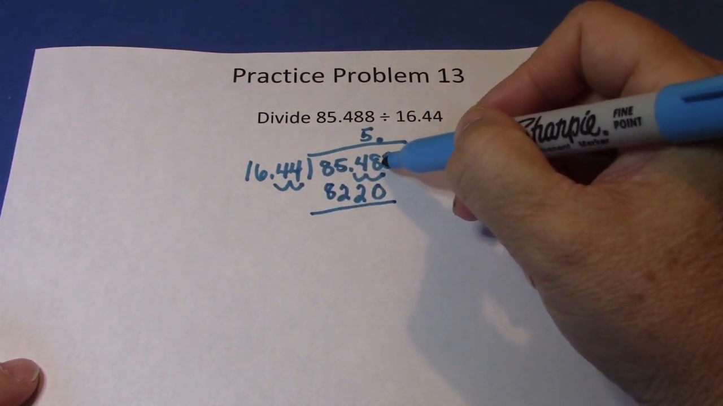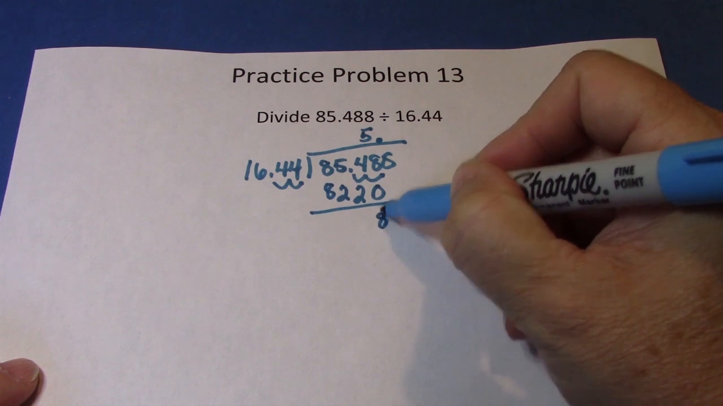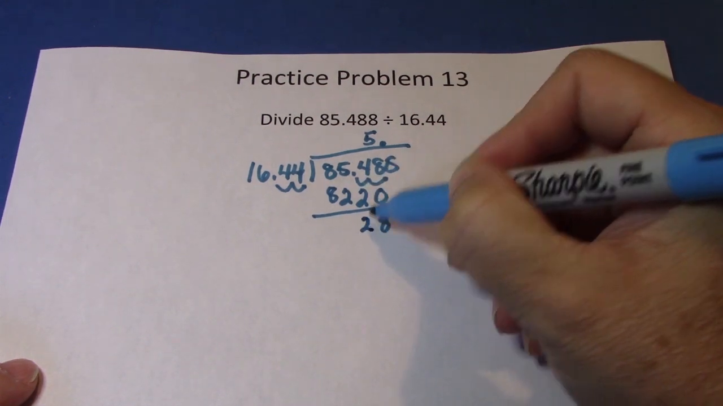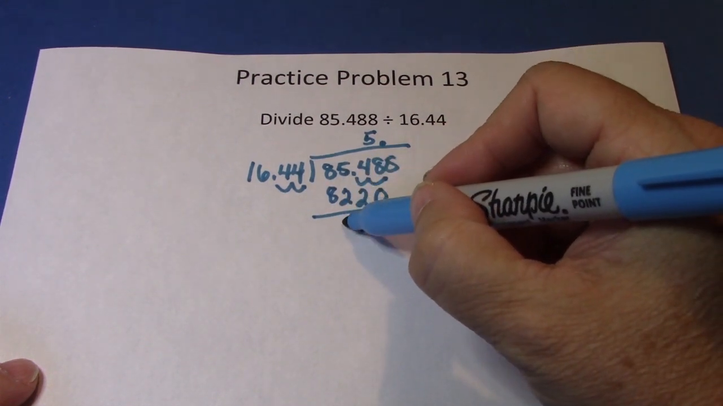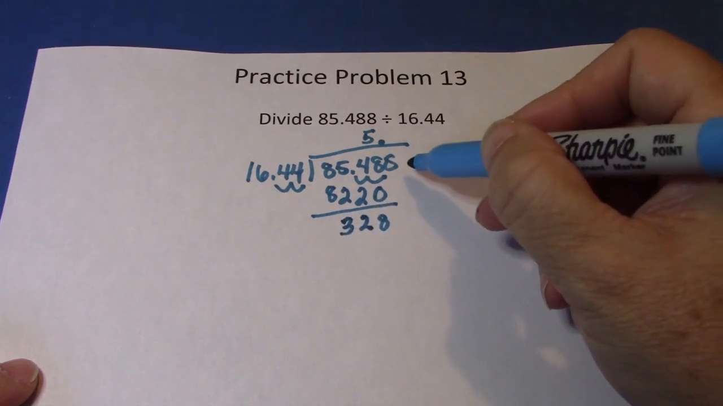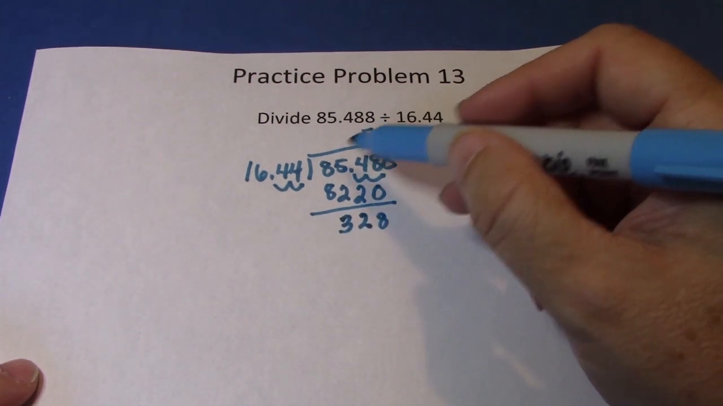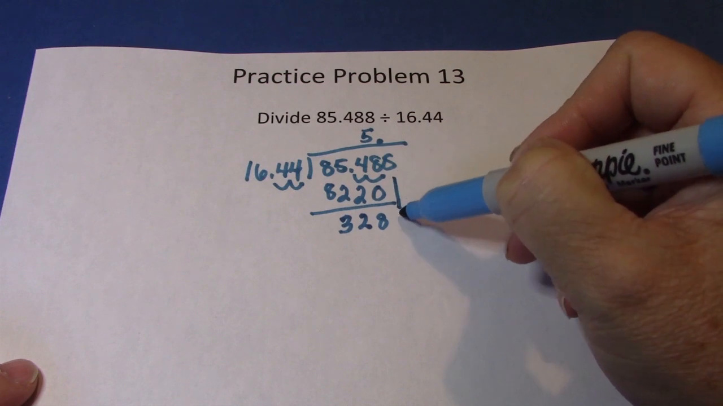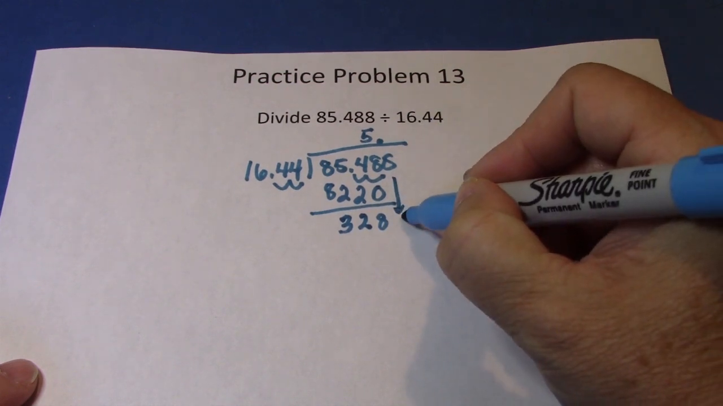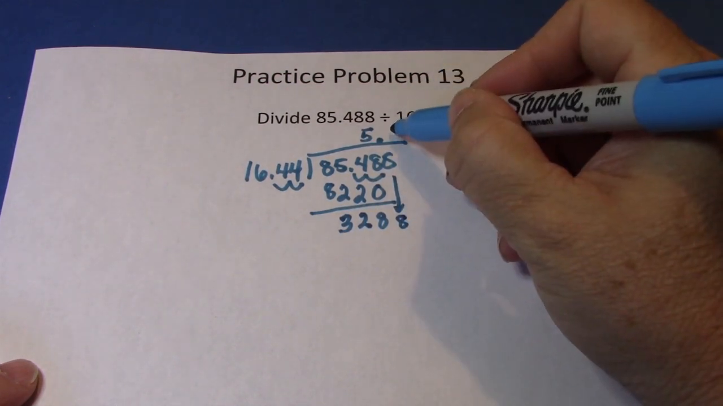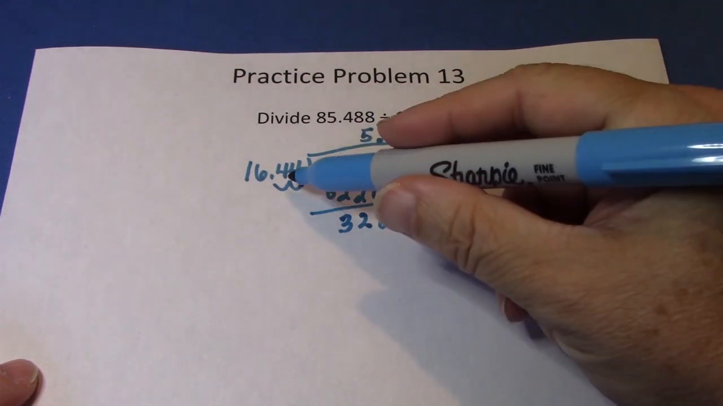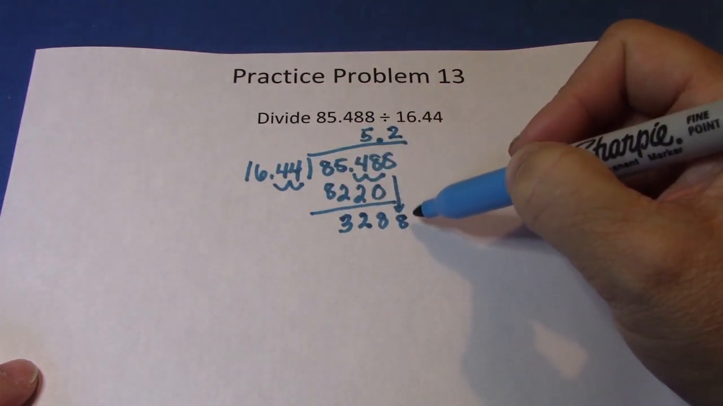Now we subtract. 8 minus 0 is 8. 4 minus 2 is 2. 5 minus 2 is 3. So we divided, multiplied, subtracted. Now we bring down that final 8. And let's try 2. That looks like that might be going into there about 2 times.